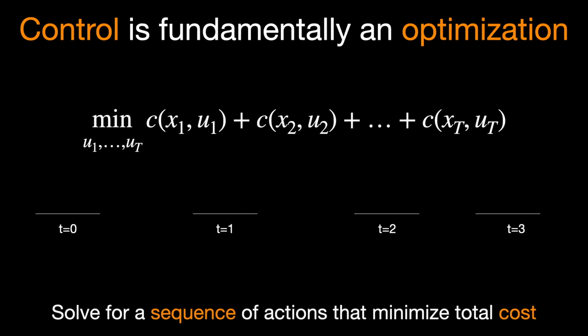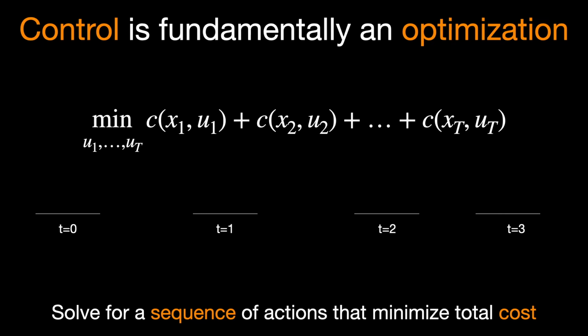Once we have a model, we can think of control as an optimization over time. The goal is to solve for a sequence of actions, one at each time, that minimize the sum of cost at each time. Cost here captures penalties for not being in a desired state or for doing undesirable actions.